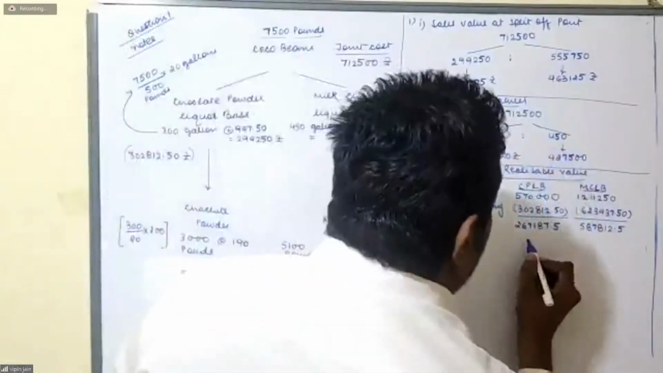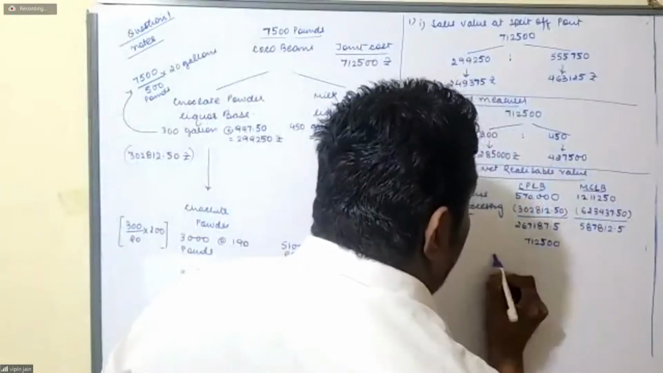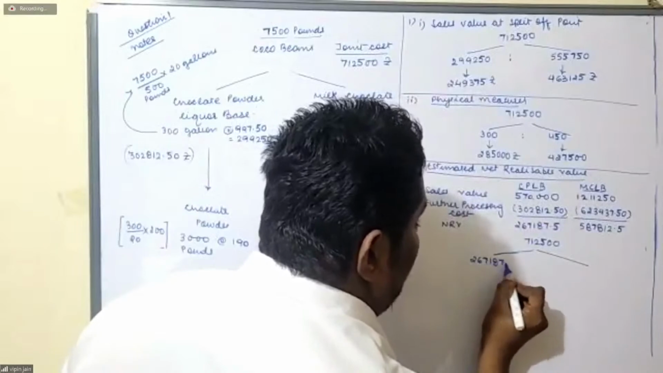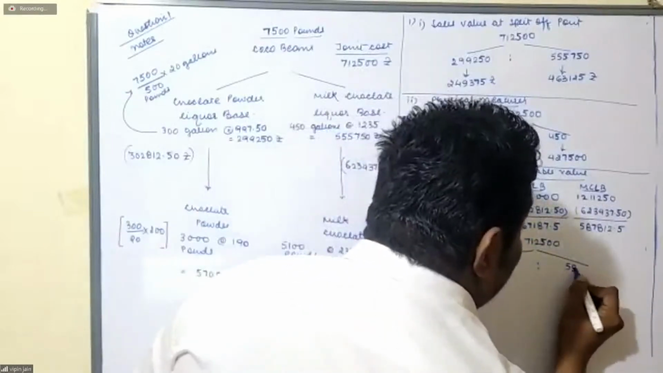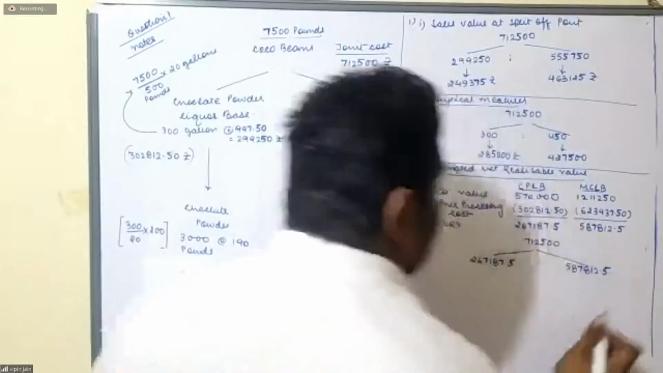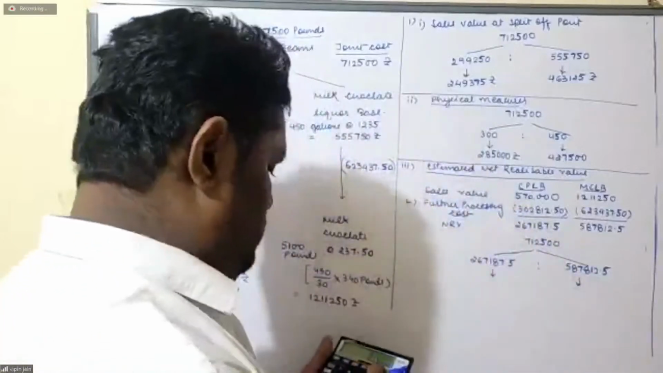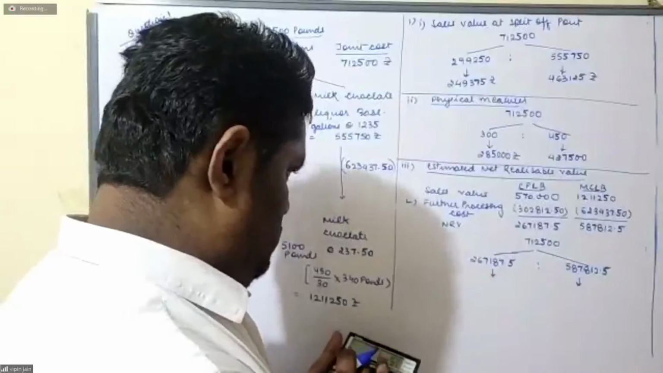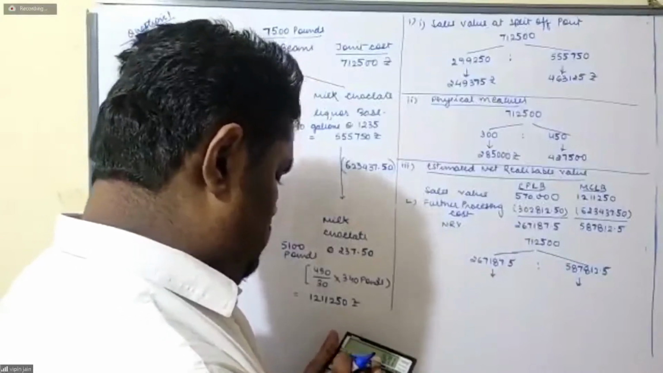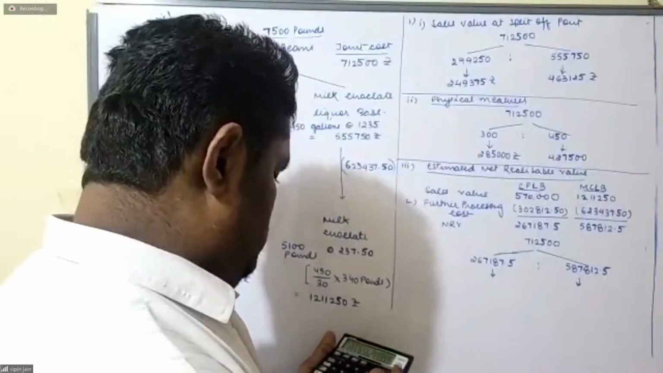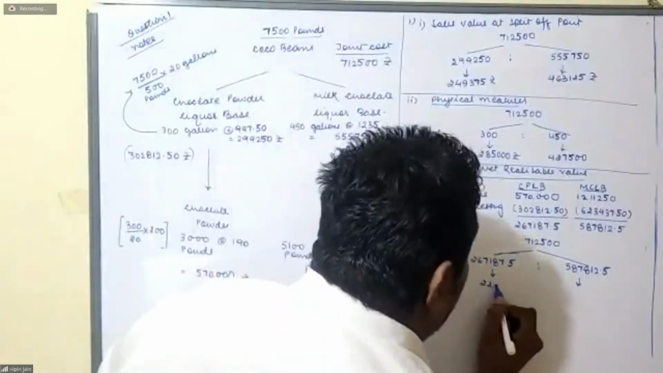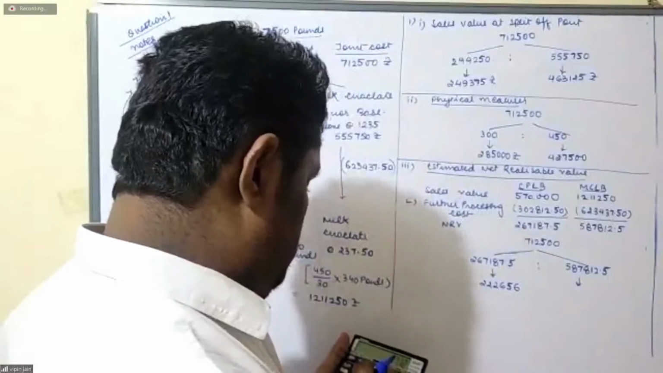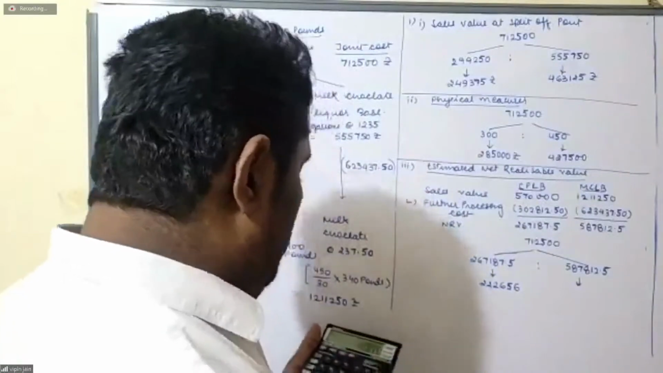So my joint cost of 7,12,500 will be distributed in this ratio, that is 26,187.5 is to 5,878.12.5. So this will be 222,656.